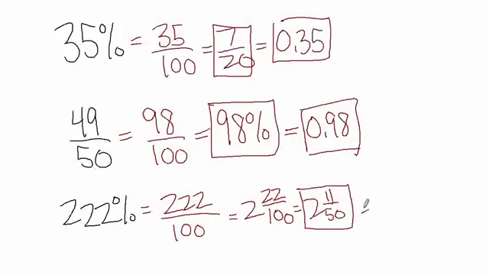All right, and then as far as the decimal is concerned, you just move the decimal point in the number of the original percent 2 hops to the left, and we get 2.22.